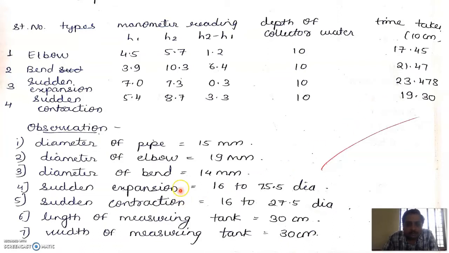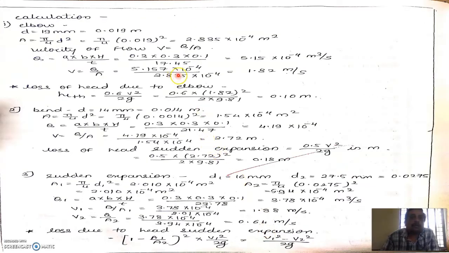These were the observations, which are present in the manual itself. They are already given. So the pipe diameter we have got is 15 mm. Elbow diameter is 19 mm. The diameter of the bend is 14 mm. The sudden expansion is 16 to 25.5 mm in diameter. The sudden contraction is 16 to 27.5 mm in diameter. The length of the measuring tank is around 30 meters and the width of the measuring tank is around 30 meters.